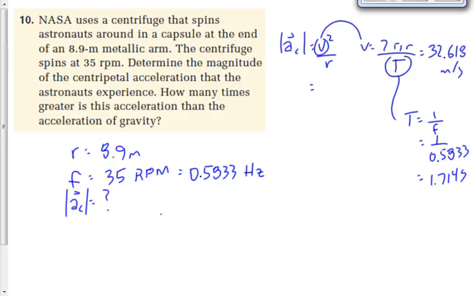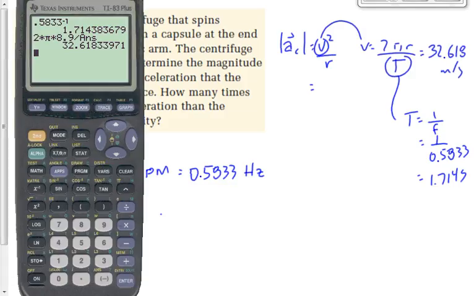Let's figure out what A is now. 32.6 squared divided by 8.9, 119.5.